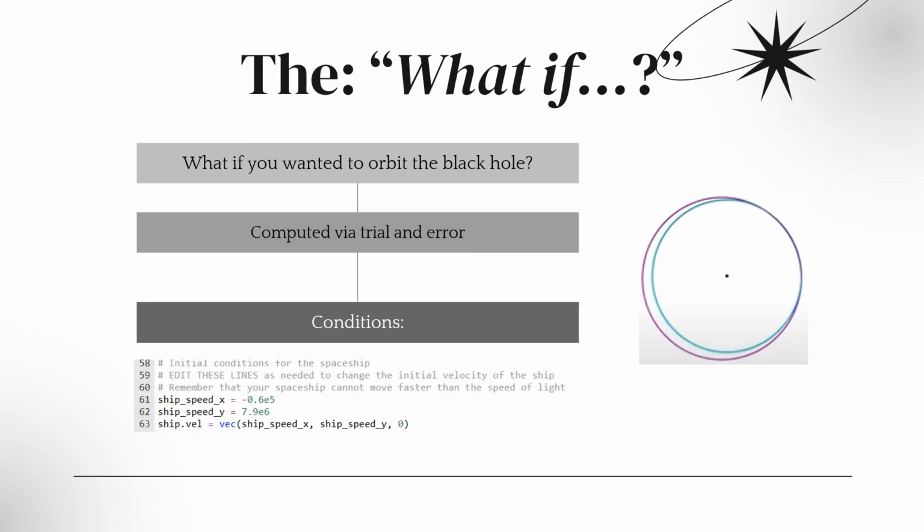So what if you wanted to orbit the black hole instead of escaping? Via trial and error again, I computed the initial speed that you would need in the x and y directions. I found that it was negative 0.6 times 10 to the 5th in the x direction, and 7.9 times 10 to the 6th in the y direction, in meters per second, and the purple circle actually shows it orbiting the black hole.